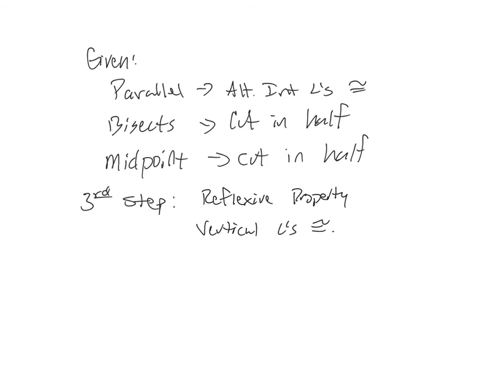Okay, so if you saw, I call it a bow tie. Here's vertical angles. Just by looking at the picture, you can say those two angles are congruent. Why? Vertical angles are congruent. Okay, so just keep that in mind.